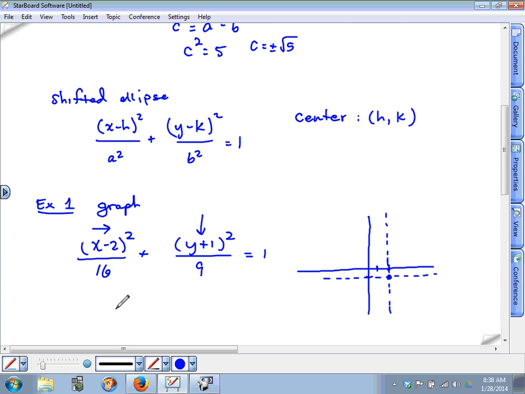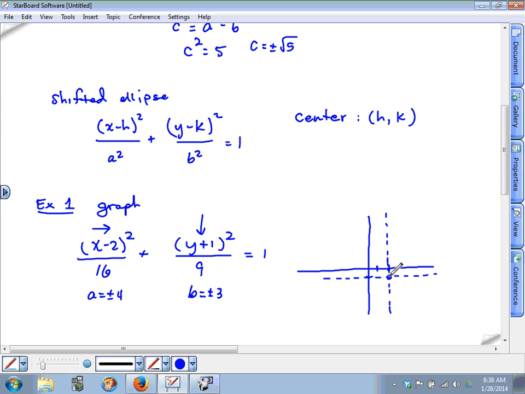So what kind of ellipse are we graphing here? Vertical or horizontal? Horizontal. That makes this a squared. So a is equal to plus or minus 4. b squared is equal to 9. That means b is equal to plus or minus 3.